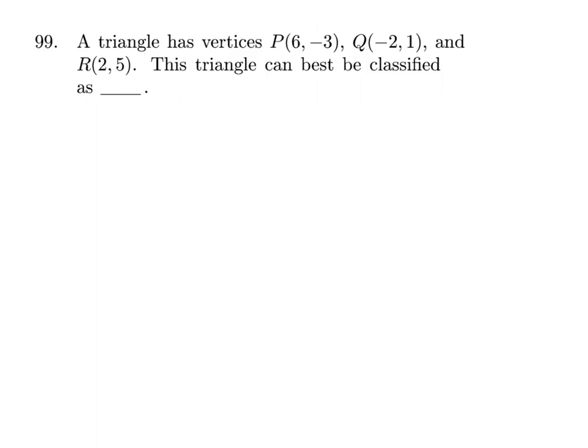A triangle has vertices 6, -3, 2, -2, 1, and 2, 5. This triangle is going to be best classified as... okay, I need an accurate grid here.